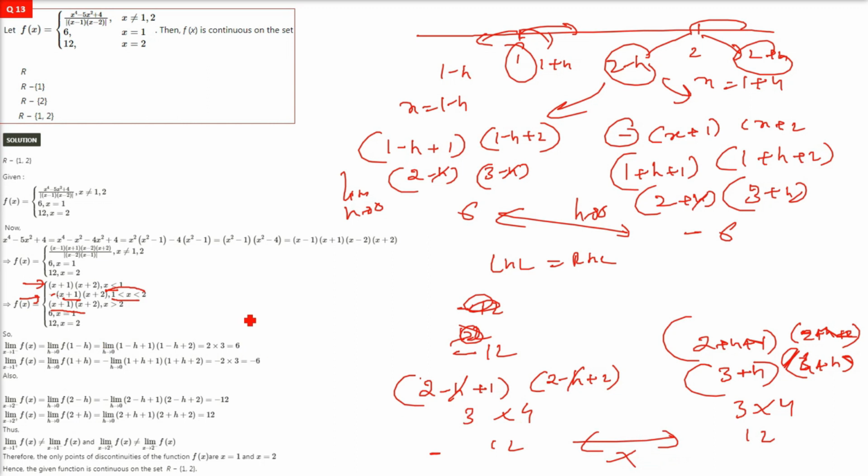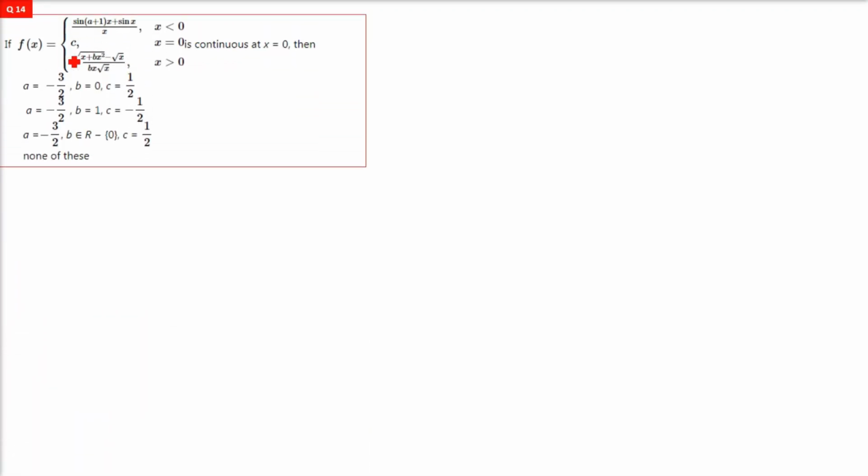These are not equal. So it is not continuous at 1, not at 2. So just you can write that the points of discontinuity are all real numbers except 1 and 2. Next one is quite clear.